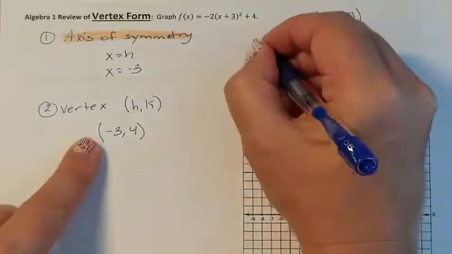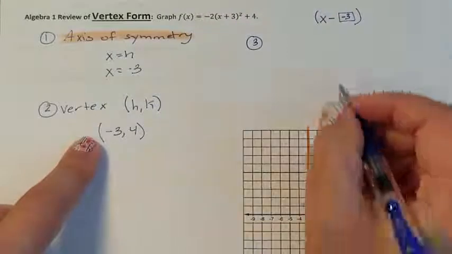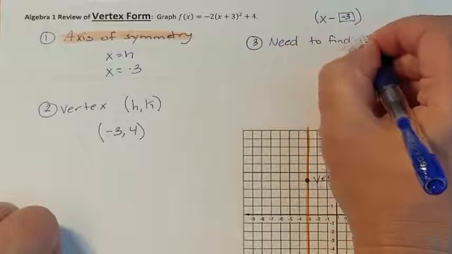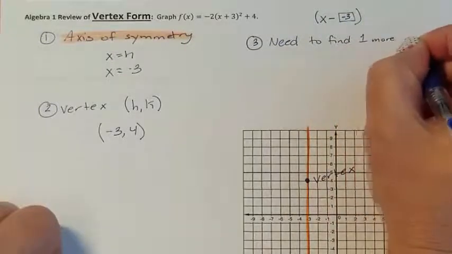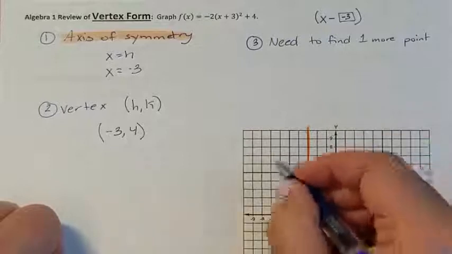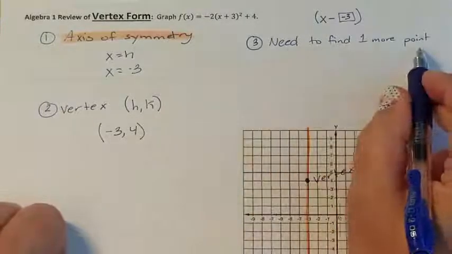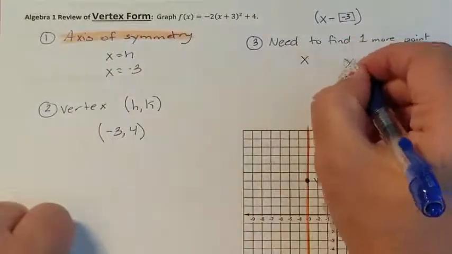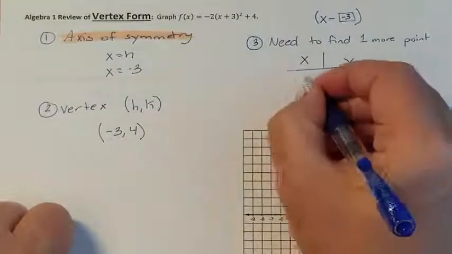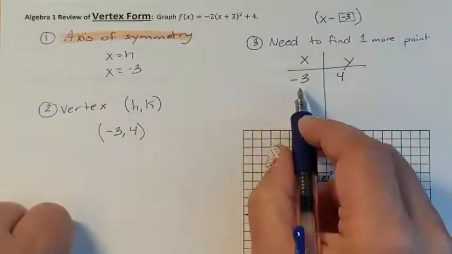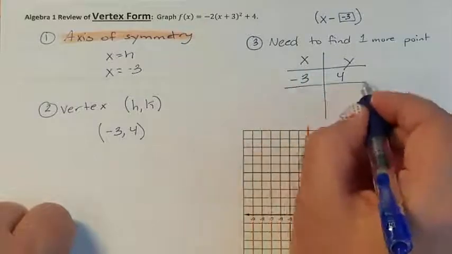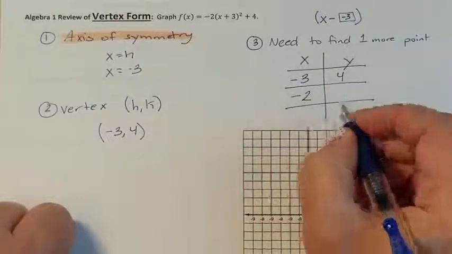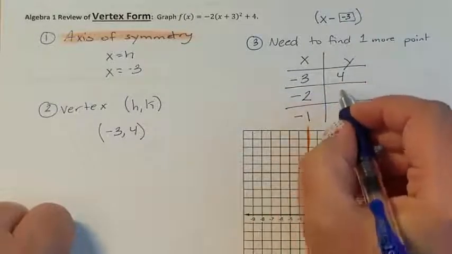After step 2, we would have had to do step 3. Step 3 in Algebra 1 told us that we needed to find just one more point, because we need to be able to figure out where our U goes. In Algebra 1, we don't know the vertex form movements. So in Algebra 1, we would have done an xy table. I know that my vertex is right here at the coordinate point (negative 3, 4). If I'm looking at my x values, I've already found negative 3, the next closest one would have been negative 2. The next closest one would have been negative 1. So I need to find the y values.